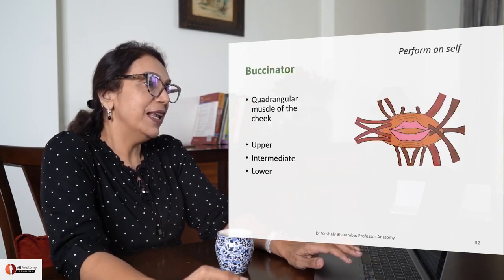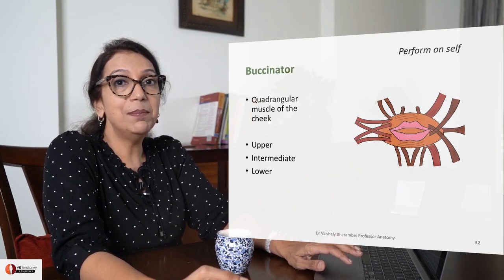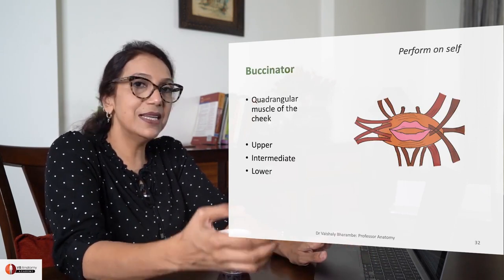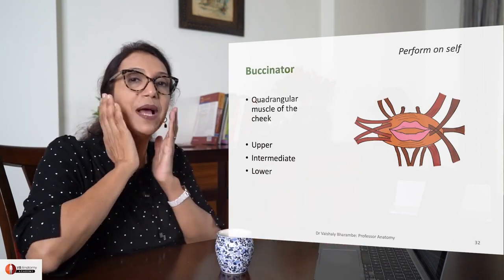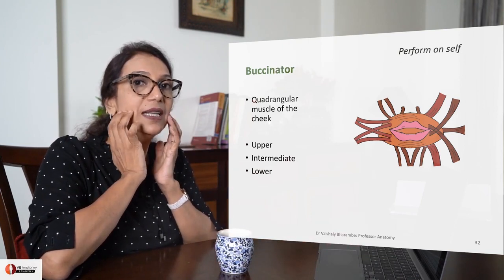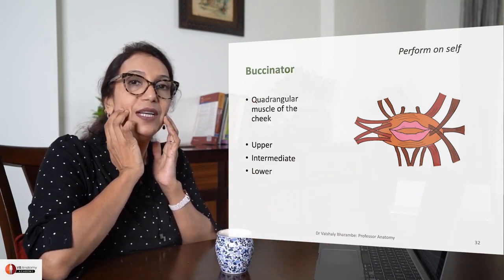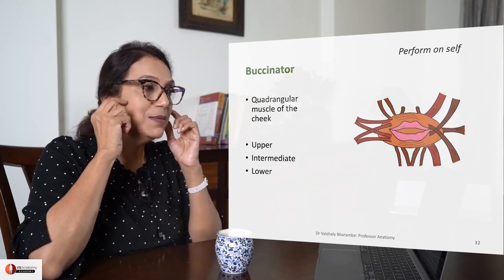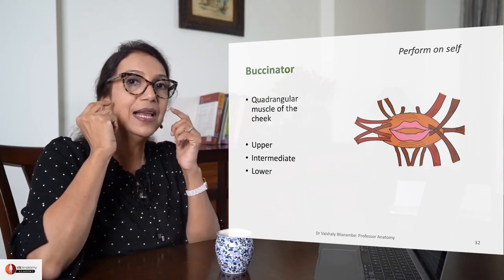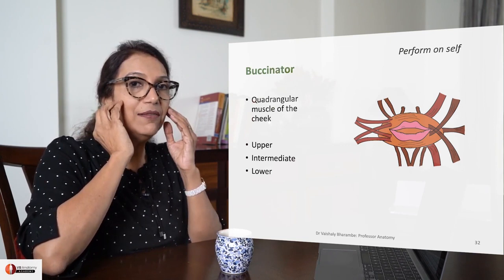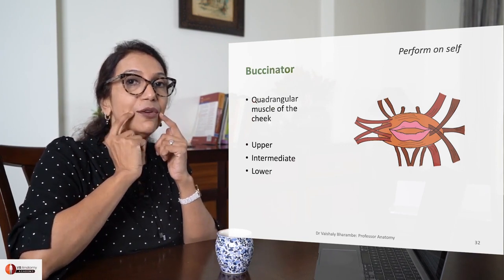Right. We now come to one muscle called the buccinator. Okay, the buccinator is the muscle of your cheek. Please palpate your cheek, everyone. Here, this muscle that's forming your cheek is your buccinator. This muscle takes origin from the maxilla and the mandible, and travels forward till it reaches the angle of the mouth.